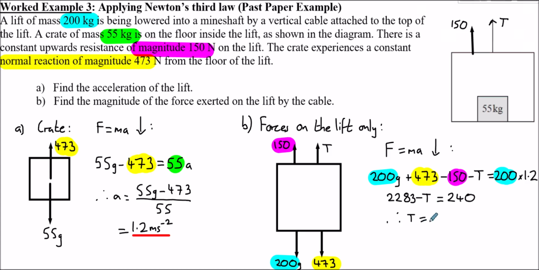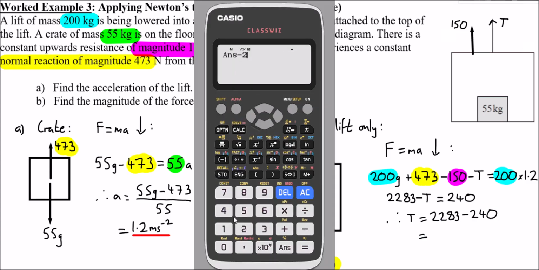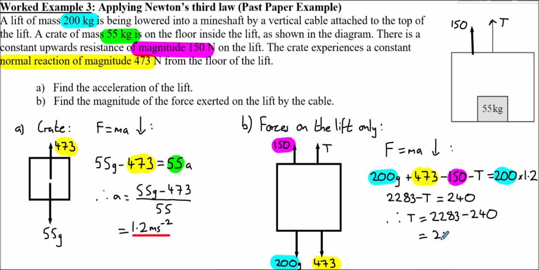So therefore T will be 2283 minus 240. So if we just do this on the calculator, 2283 minus 240, 2043. I'm going to round it to the magical three significant figures, so 2040 newtons. And that's correct to three significant figures.